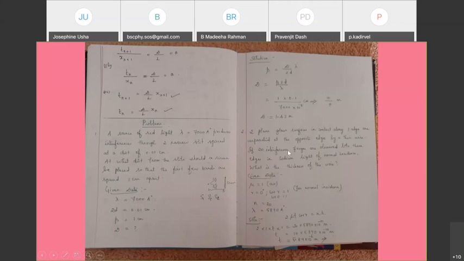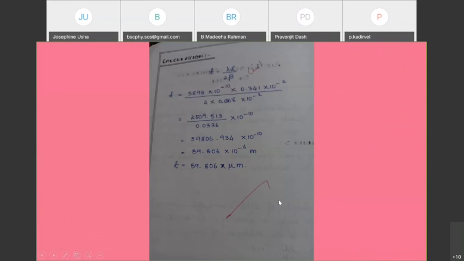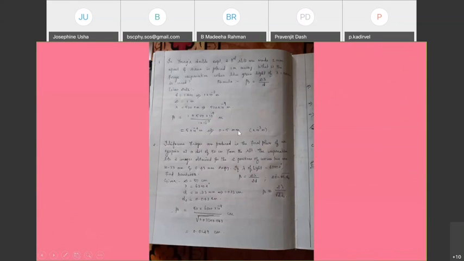So depending on the problem, we have to choose the formula. What are the given data? From that only we have to choose. So again, two more problems. In Young's double slit experiment, two parallel slits are made 1 millimeter apart. 1 millimeter is 1 into 10 power minus 3 meter. And the screen is placed 1 meter away, so capital D is also given as 1 meter. What is the fringe separation when blue-green light of wavelength 500 nanometer is used?